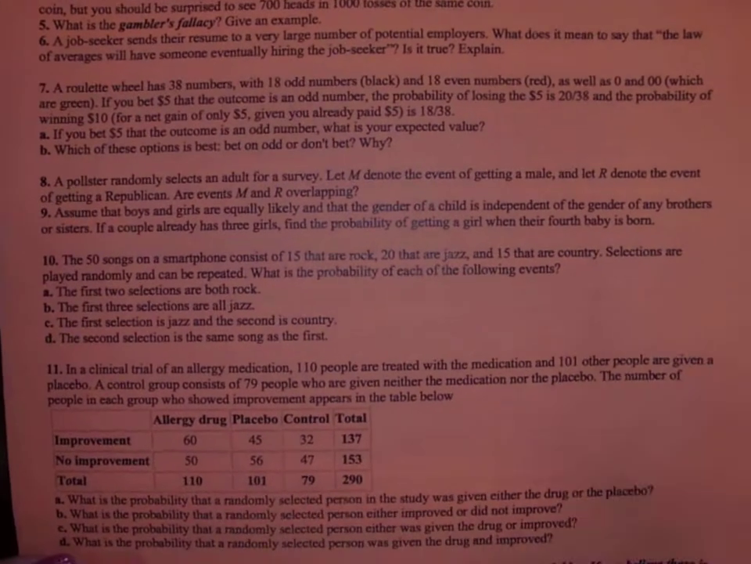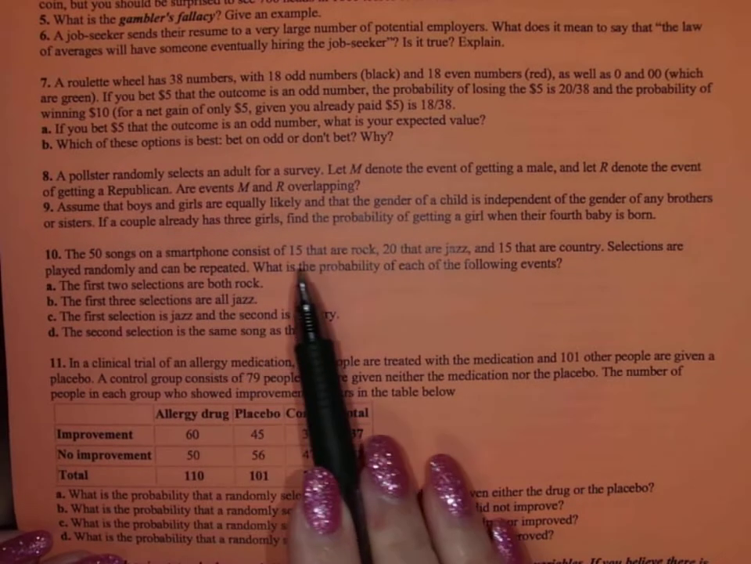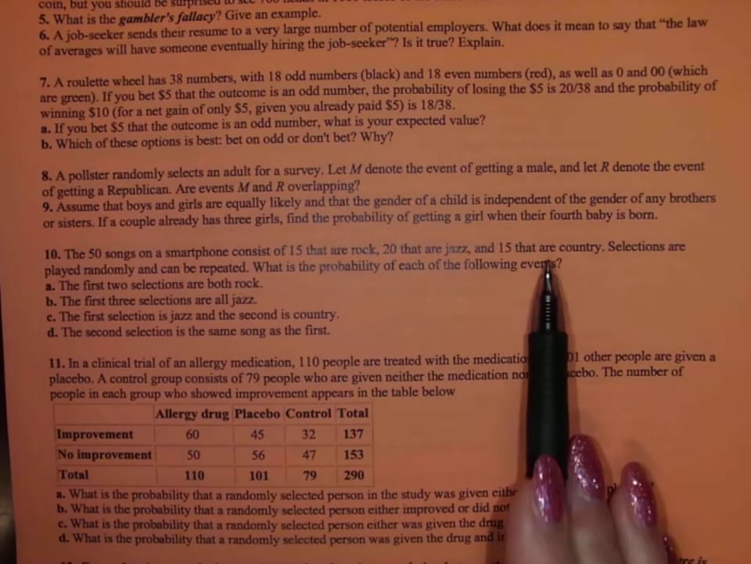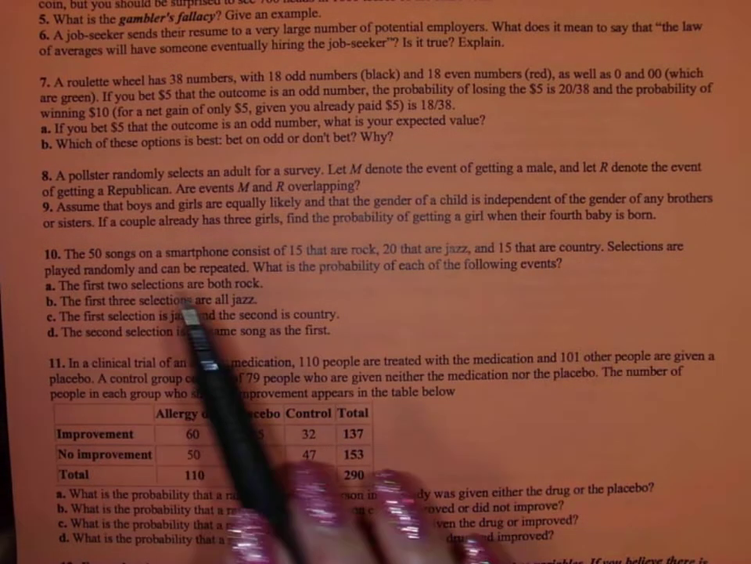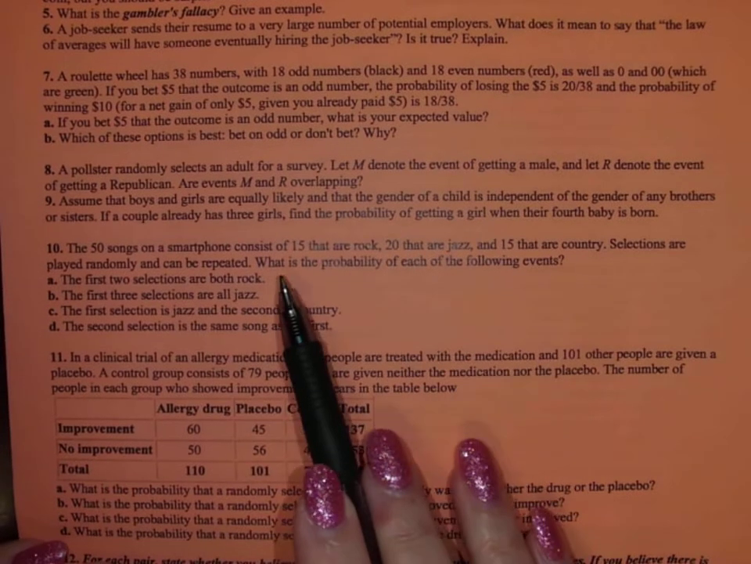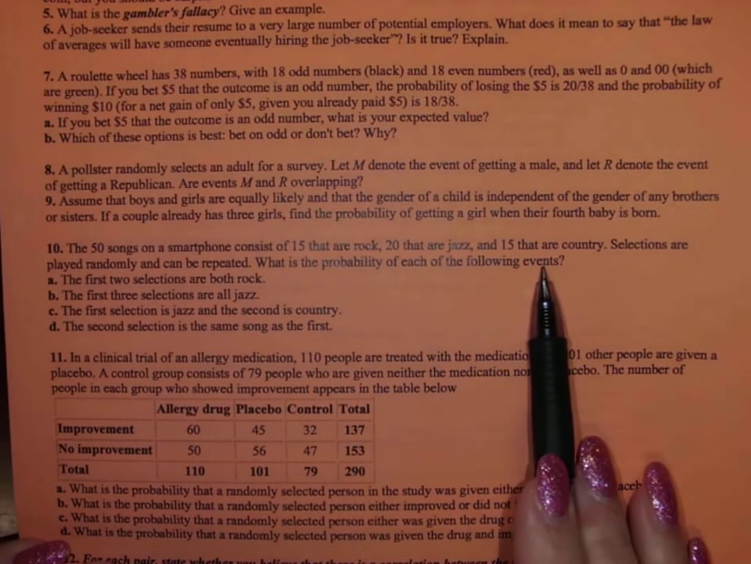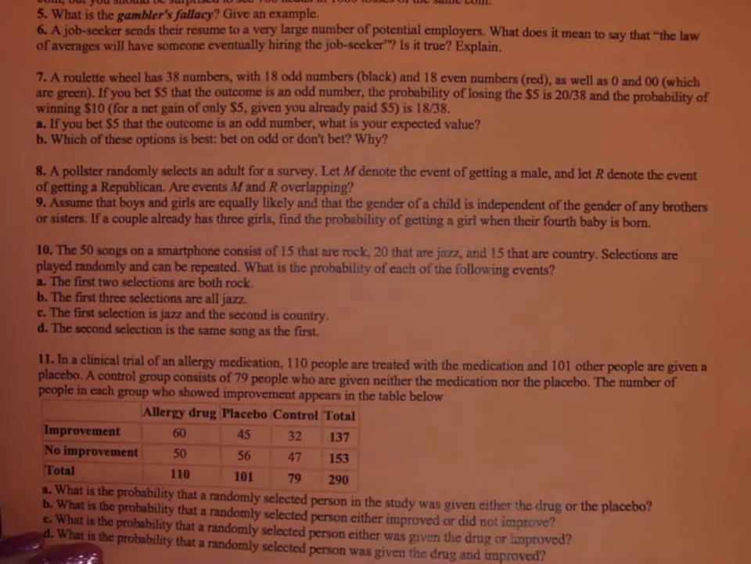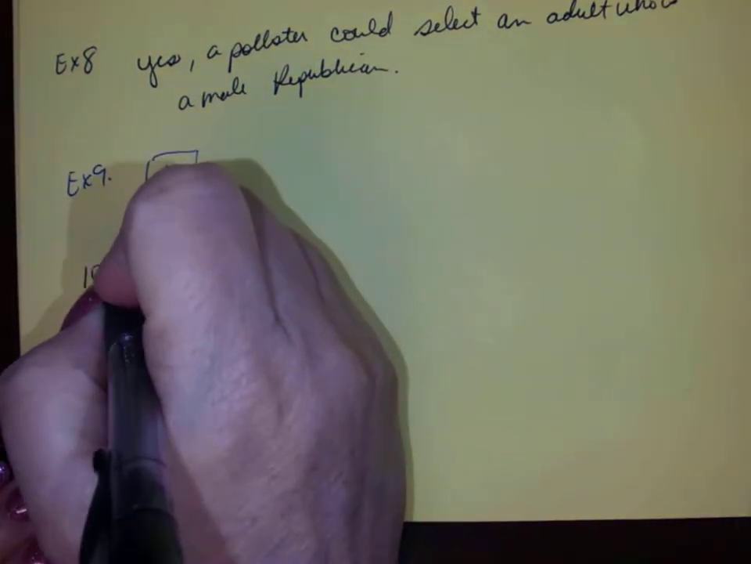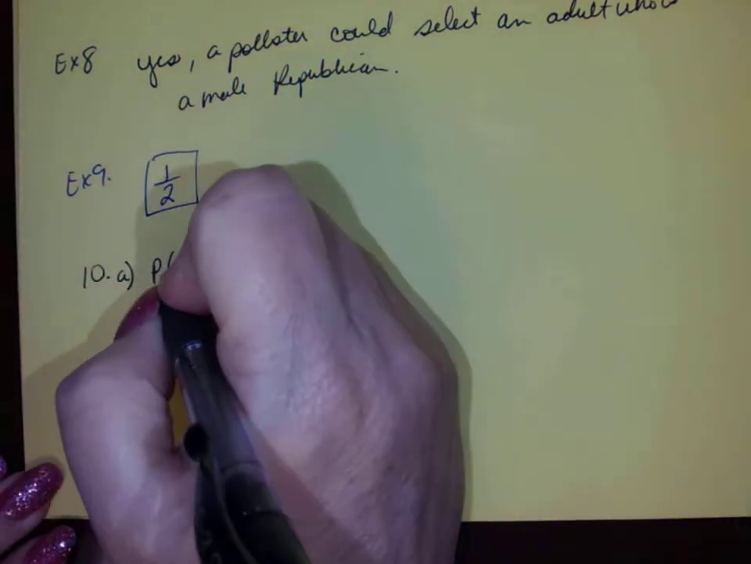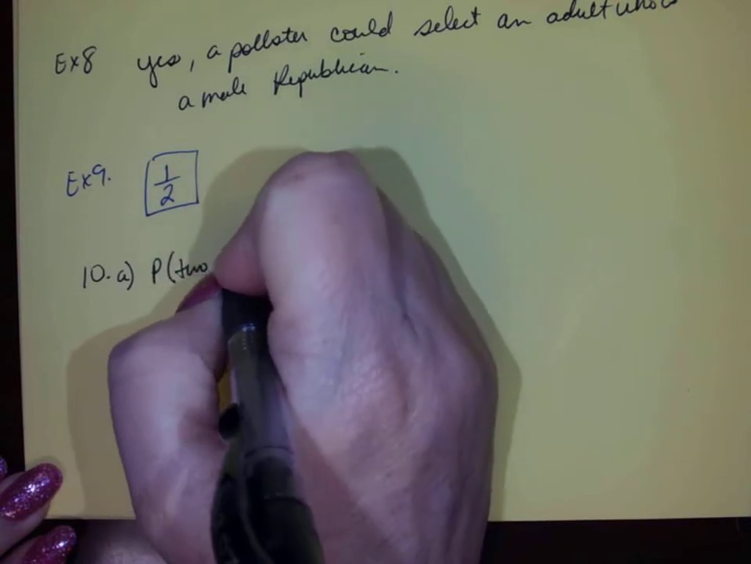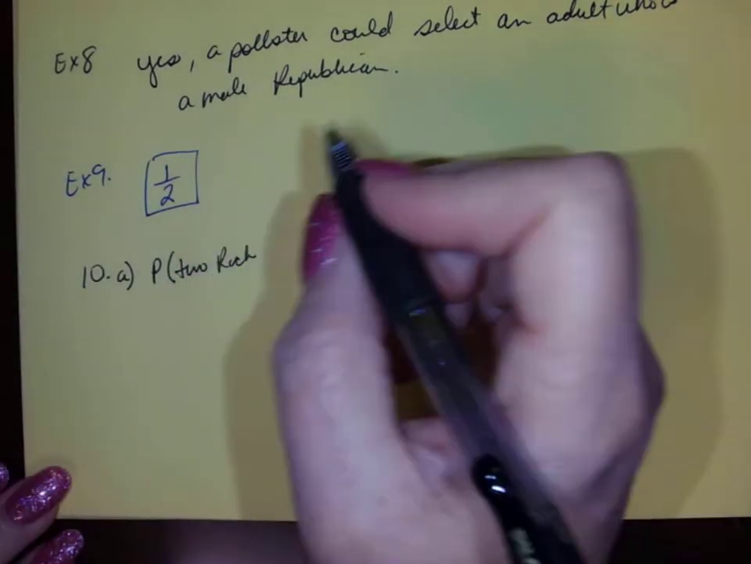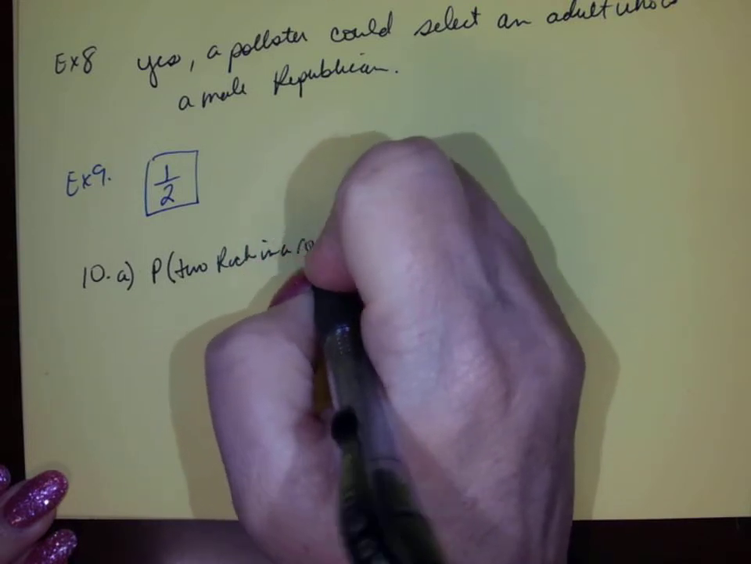So for number 10, 50 songs on a smartphone consist of 15 that are rock, 20 that are jazz, 15 that are country, and the selections are played randomly and can be repeated. What is the probability of each of the following events? The first 2 selections are both rock. All right, so we're looking at the probability of getting 2 rock songs in a row, because it says the first 2, right? Getting 2 in a row.